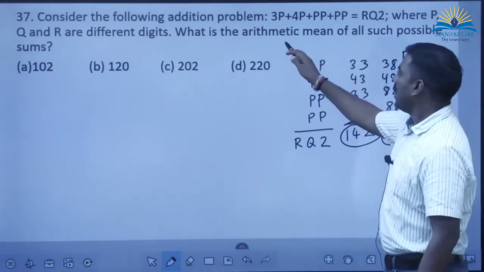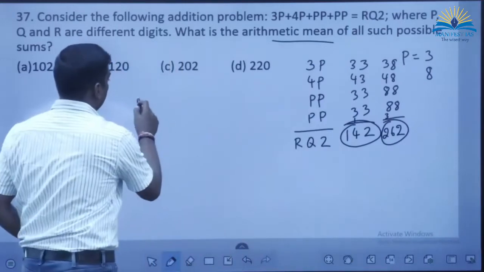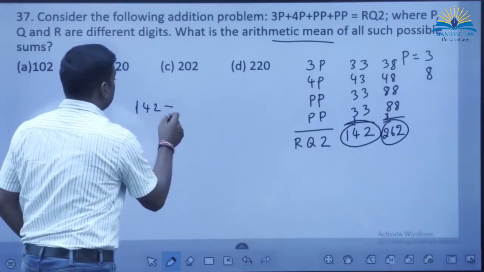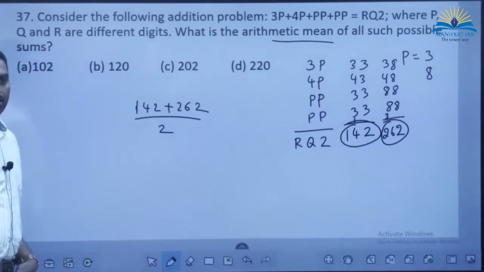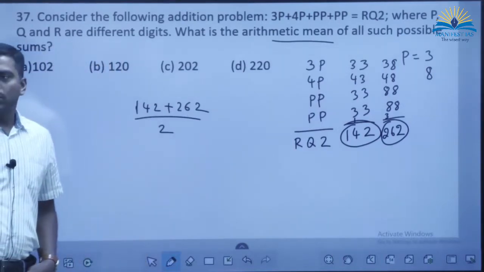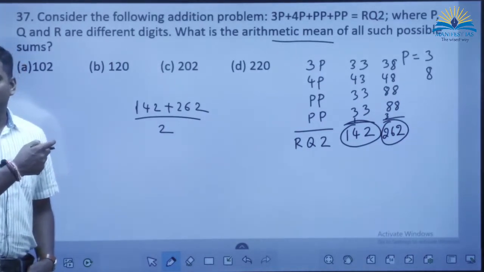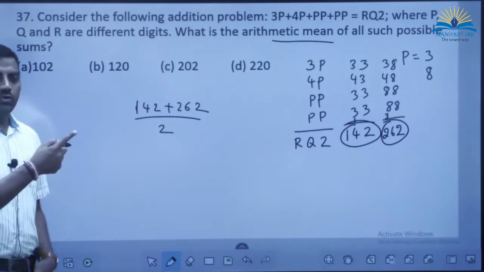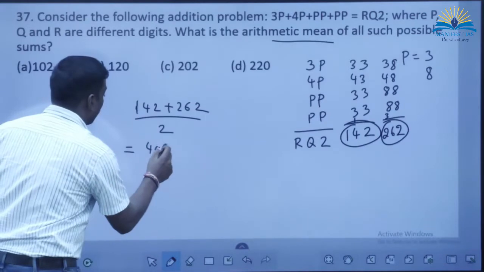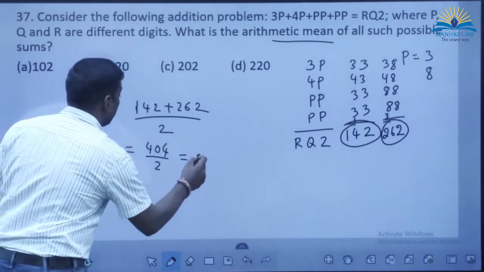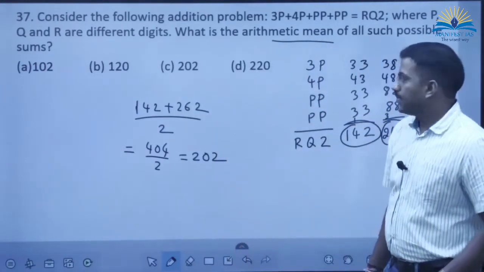What they are asking? Arithmetic mean. That is average. Average of 142 plus 262 divided by 2. I'll teach you average, don't worry. Then you can verify whether my answer is right or not. Yeah, 142 and 262. Average is 142 plus 262 by 2. This is 404 by 2. That is equal to 202. Fun?